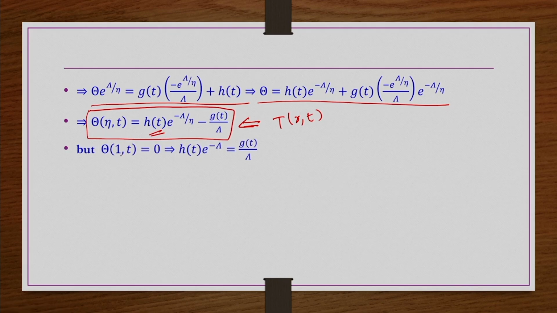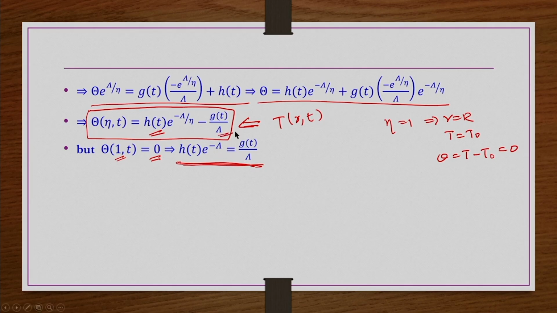But here, if you substitute the boundary condition eta is equal to 1, that means r is equal to capital R. At r is equal to capital R, T is equal to T naught. So, theta is nothing but T minus T naught, so that should be 0. So, theta at (1, t) should be 0: h(t) multiplied by exponential of minus capital lambda should be equal to g(t) divided by capital lambda. So, in place of g(t) divided by capital lambda we can write h(t) multiplied by exponential of minus capital lambda. So, that we write and then take h(t) common. So, we have h(t) times e to the power of minus lambda by eta minus e to the power of minus lambda. So, then we have this equation.